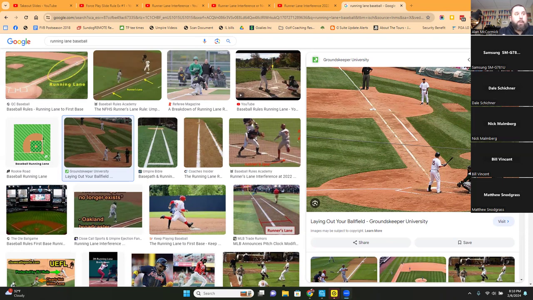But I would say the throw does have to happen for it to be a running lane violation. Because the rule is protecting the catcher, giving a clear path to throw to first, and giving the first baseman a clear path to see the throw from that area. If there's not a throw, then there's not a violation.